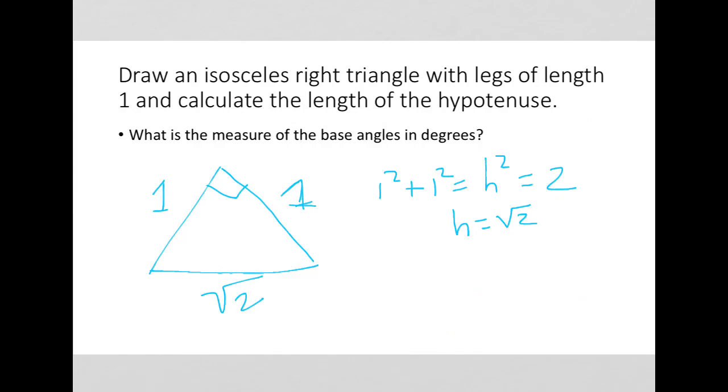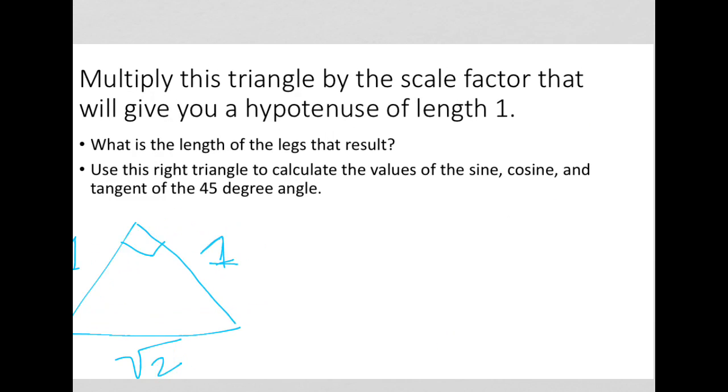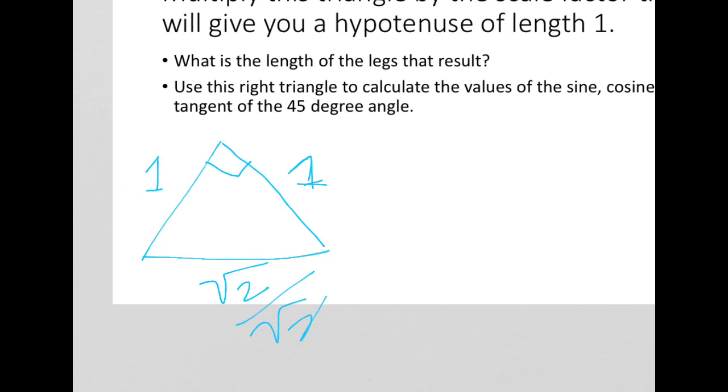So I'm going to copy this and steal it and bring it over. If I take that triangle and I multiply each side by some value, I want to get this hypotenuse, the square root of 2, to equal 1. Well, what's the easiest way to get a value to equal 1? Divide it by itself. So let's divide everything by the square root of 2. So that divided by the square root of 2, that divided by the square root of 2, and that divided by the square root of 2.